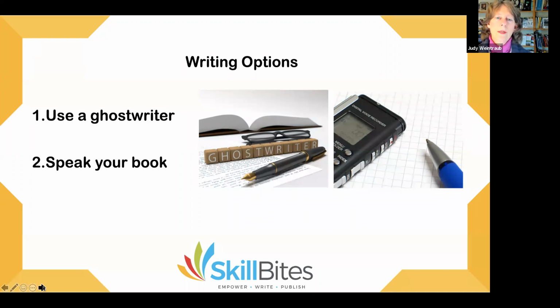The second option here is called Speak Your Book, and that applies for people who are much more comfortable speaking than writing. What I recommend here is that you take all of the different pieces of your outline and you make them into questions. So if a topic is to determine what your ideal job is, then the question would be, how do you determine what your ideal job is? Then you record yourself answering that question.